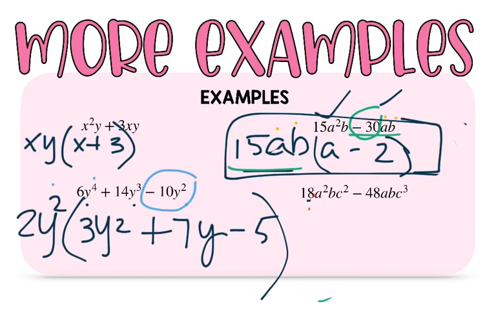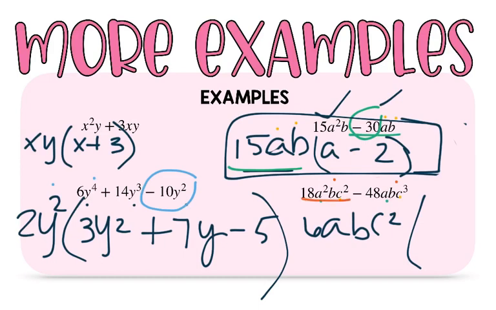So I'll write a 6 down. And then let's look at the letters. I have a squared and a, so I can take out an a from both of those. Next I have b and b, which means I can take out a b. And lastly I have c squared and c cubed, which means I can take out a c squared. Okay, so what would be left?